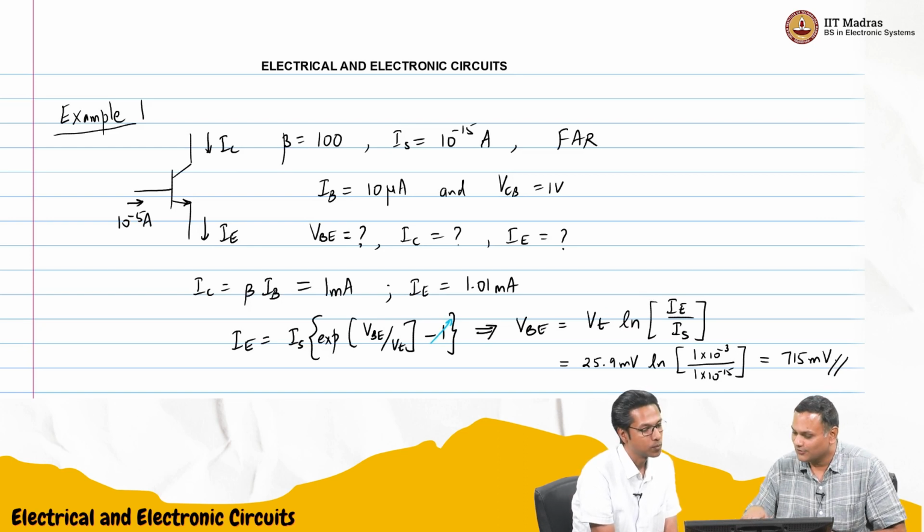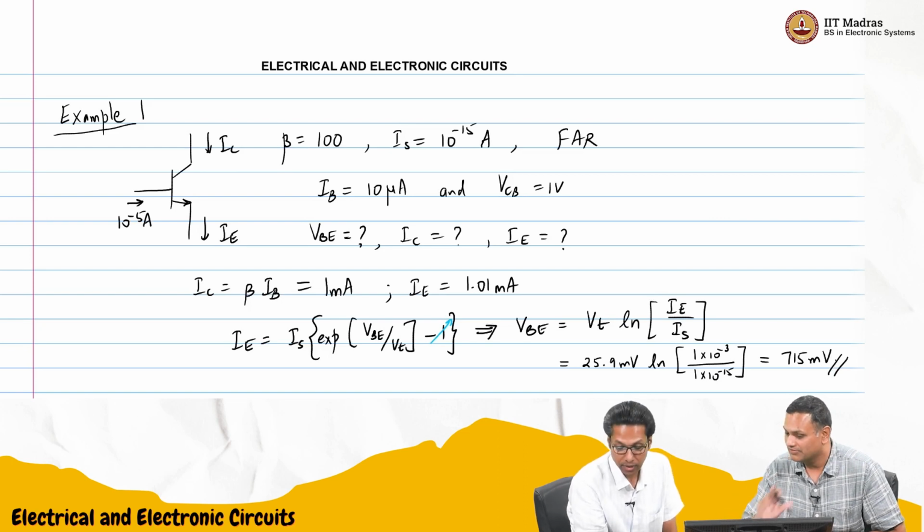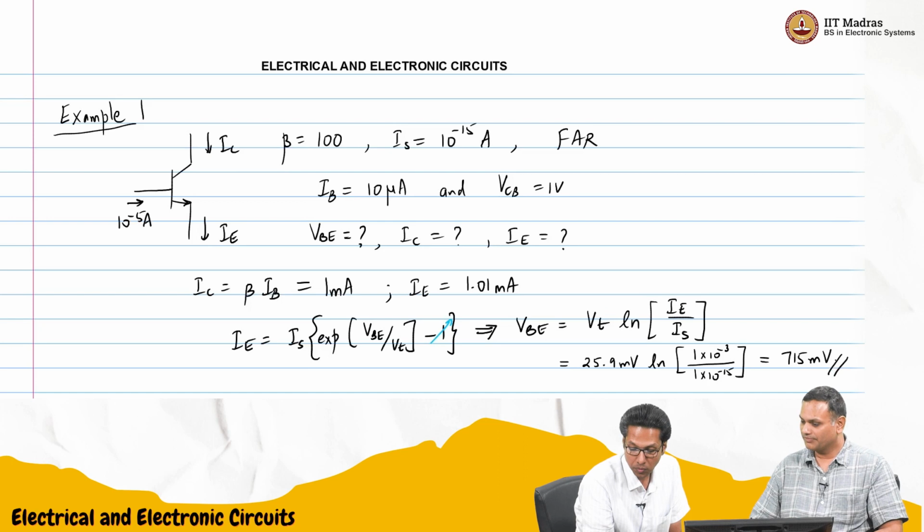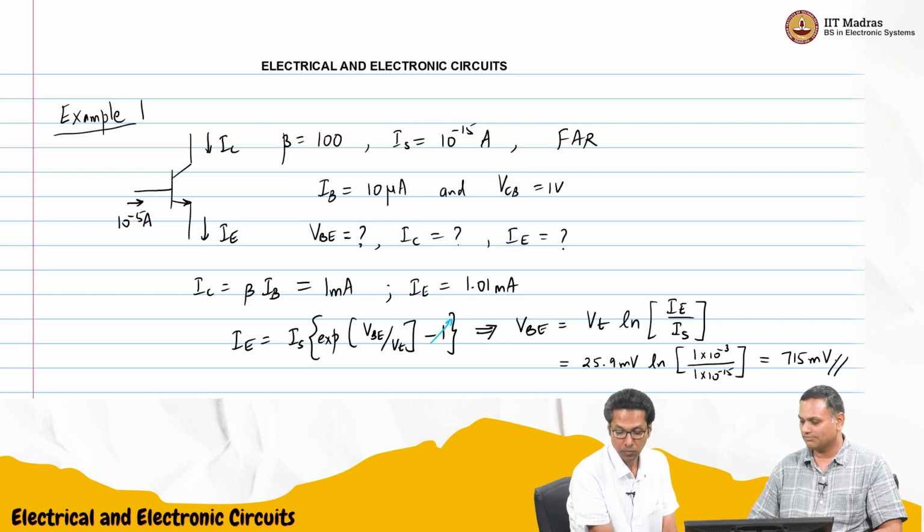So I think this is correct, no? 1 milliamp, and this is 10 power minus 15 amperes, no? Correct. It's just amperes. Checking. Yes. Okay. So then this is correct.